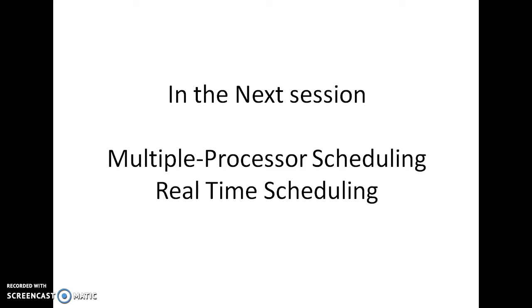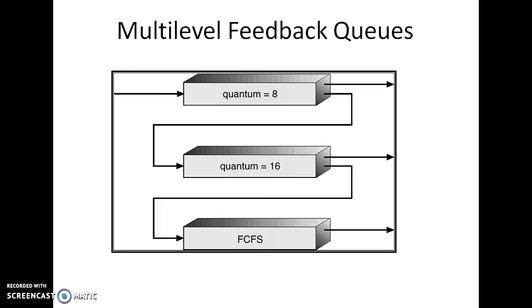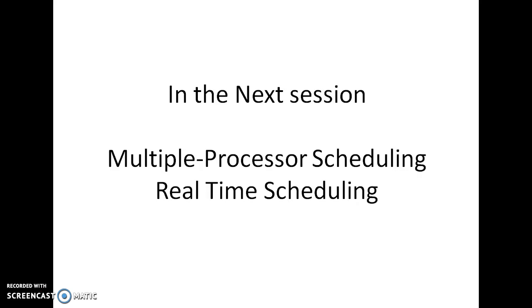In the next section, we're going to understand how multiple processor scheduling and real-time scheduling will be executed. In whatever we have dealt with until now, we were looking only at a single processor. Whether first come first serve, shortest job first, preemptive, or round robin, all these we were working on a single processor. The multi-level feedback queue and multi-level queue also worked on a single processor. So the next session we're going to deal with multiple processor scheduling and real-time scheduling.